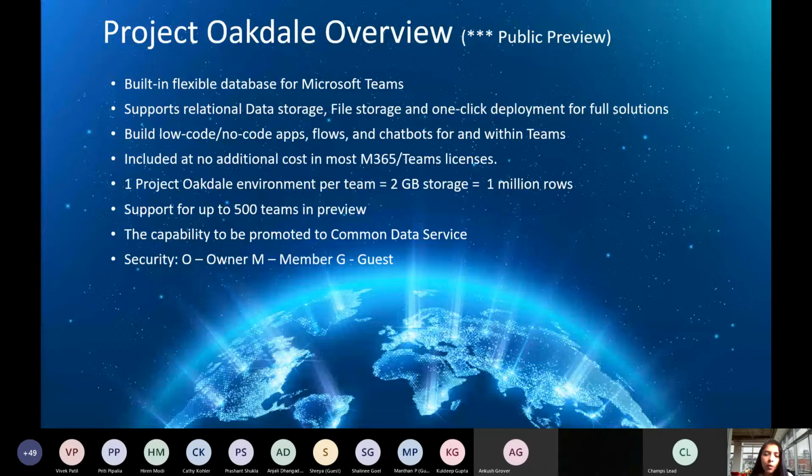So now let's talk a little bit about how all of this works together. Each Project Oakdale environment uniquely maps to a team. So it's kind of like a one-to-one relationship. And you can store up to 1 million records based on typical usage. Every time you create an app, or if you're the first person creating an app, it will start setting up your environment with Project Oakdale artifacts behind the scenes. So each team will have an environment created.